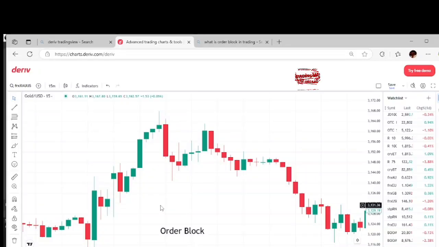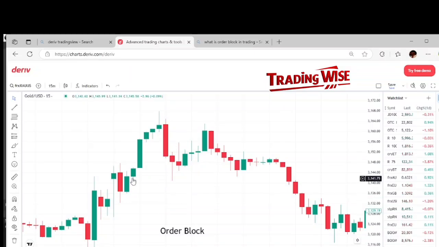Okay, we're looking at order blocks, and what is an order block? An order block is the last candle of a particular trend. That's the simple way of explaining what order blocks are. An order block is the last closed candle of a particular trend.